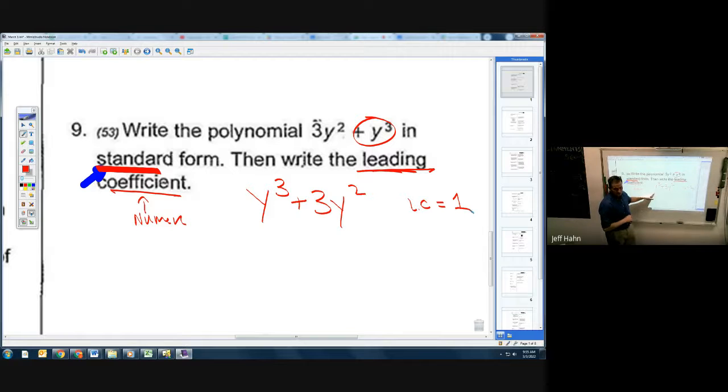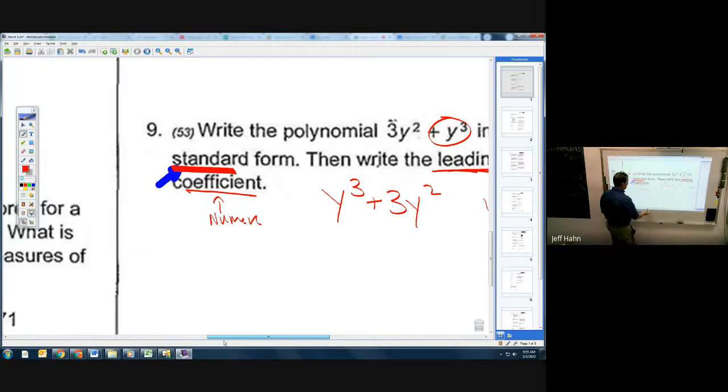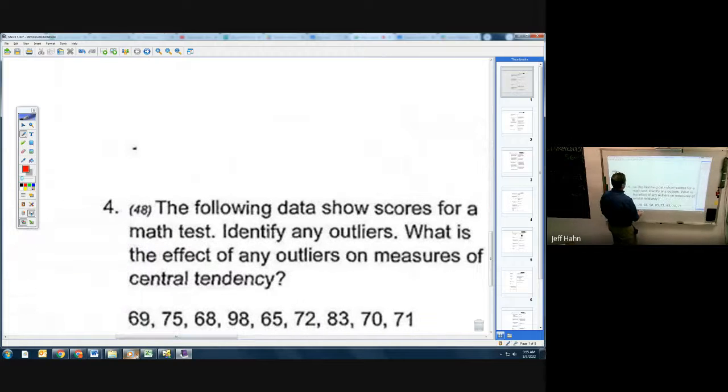What number's in front of the y cube? That's why it's one. Kelly, after you put it in standard form, whatever number's in front of the first term is your leading coefficient. Which one did you say, three? Yes.